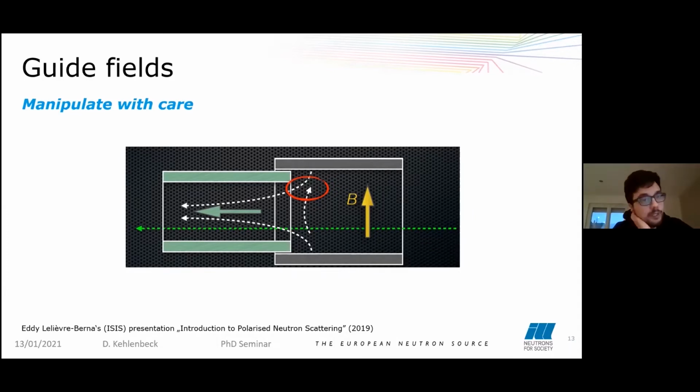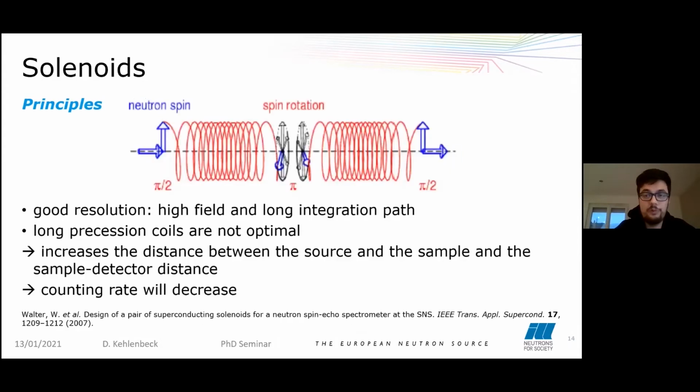The next topic I want to talk about is solenoids. Solenoids generate a controlled magnetic field through a coil wound into a tightly packed helix. They produce a uniform magnetic field in a volume of space when an electric current is passed through it. And if we want to have a good resolution, we need a high field and a long integration path, but both will have a drawback.